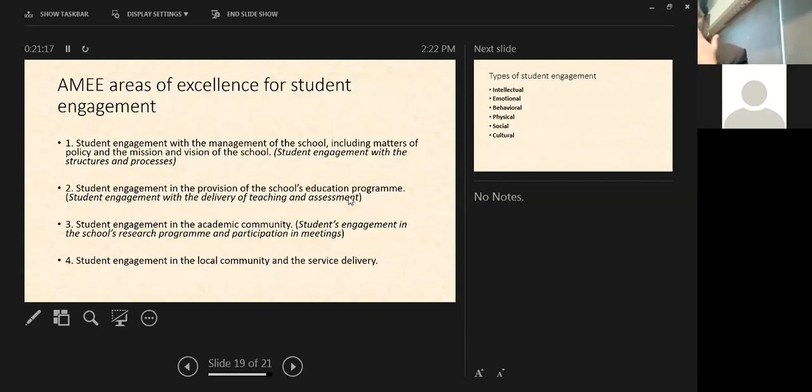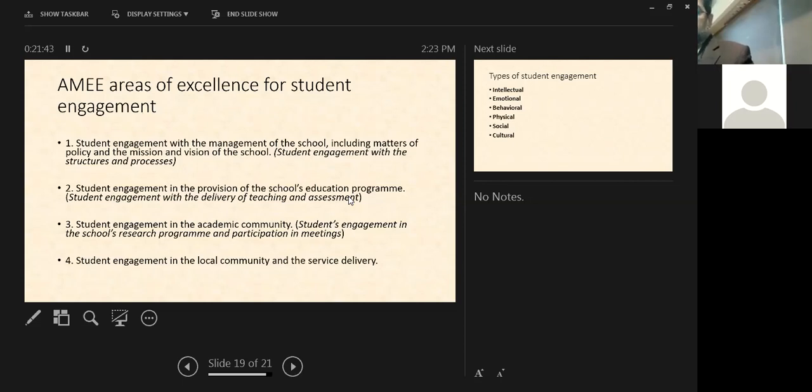The areas they have defined, in which student engagement can occur apart from the classroom, are: student engagement with the management or governance of the school, with the policy, mission and vision of the school; and student engagement in the provision of the school's education program, with the delivery of teaching and its assessment. Okay, they should have some say in it.